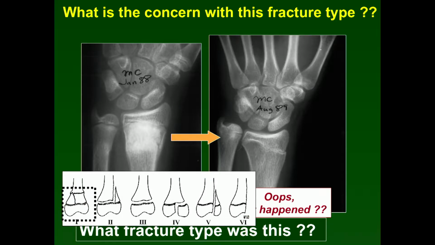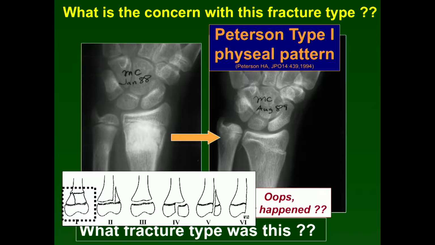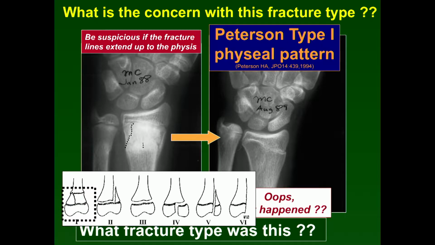Now Peterson of the Mayo Clinic has his own classification. He's probably one of the biggest authorities on physeal injuries. In fact, he's written a whole textbook on it. And he has this type 1. What you need to understand is that this is a type 1 physeal pattern that can look like just a metaphyseal fracture. But the key is, if the fracture lines go all the way up to the physis, then you have problems with physeal arrest, and they need to be followed a little bit closer. This girl here required surgery to shorten the ulna because she was getting some symptoms.